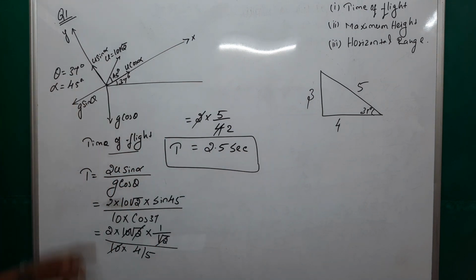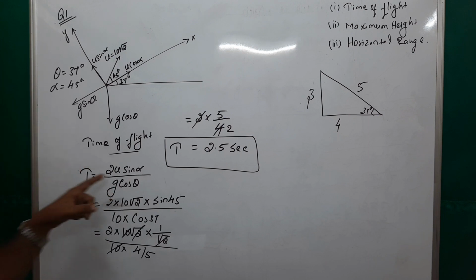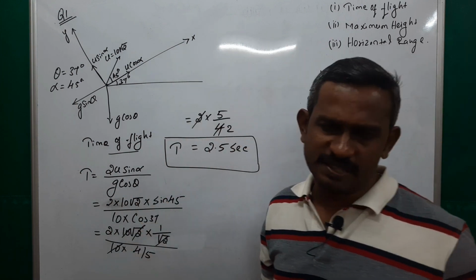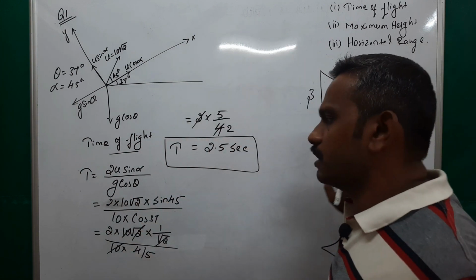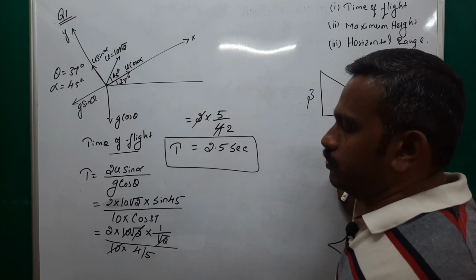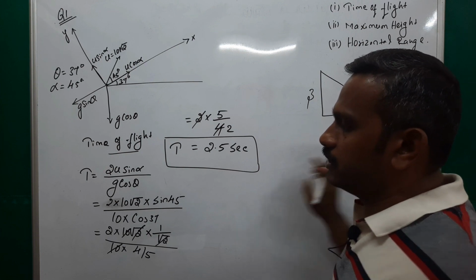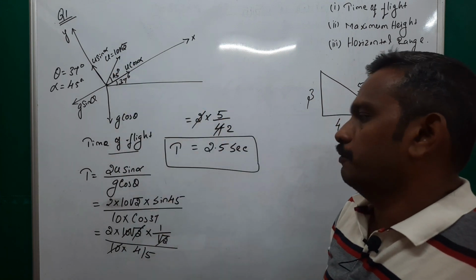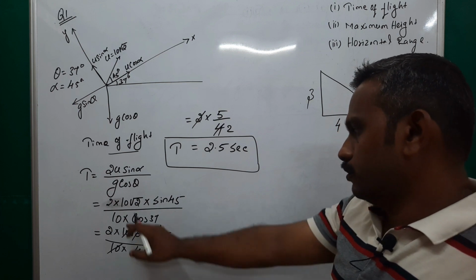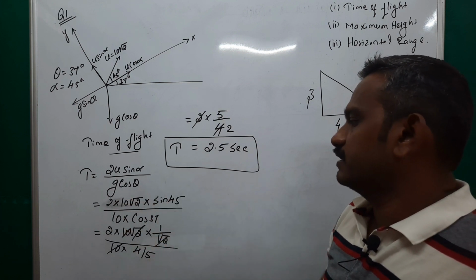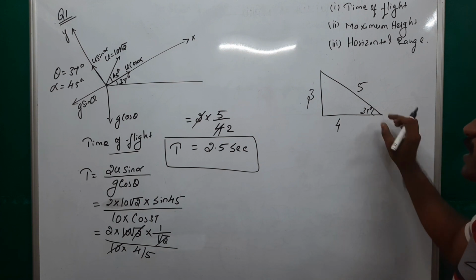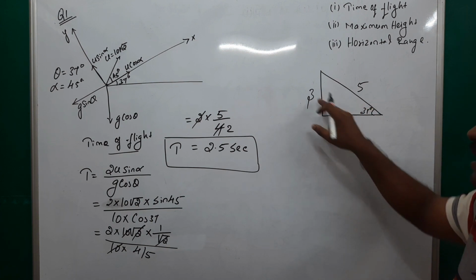Time of flight, we have derived the formula, that is 2u sin alpha divided by g cos theta. Alpha is the angle of projection in the inclined plane and theta is the angle of the inclined plane with the horizontal. So 2u sin alpha divided by g cos theta: 2 into the initial velocity, that is 10 root 2, into sin 45, so alpha is equal to 45, divided by g cos theta, 10 into cos 37. Cos 37 means you have to remember this triangle. 37 angle means the sides must be like this, that is 3, 4 and 5.